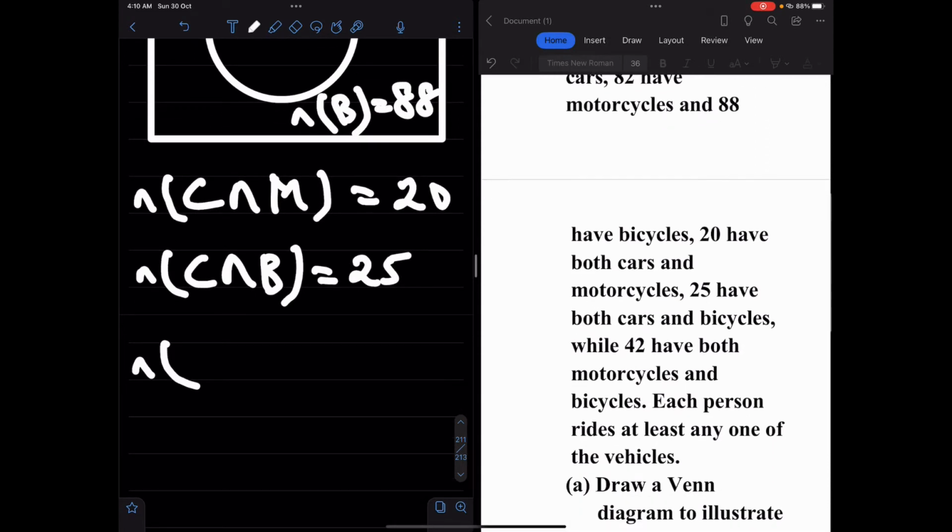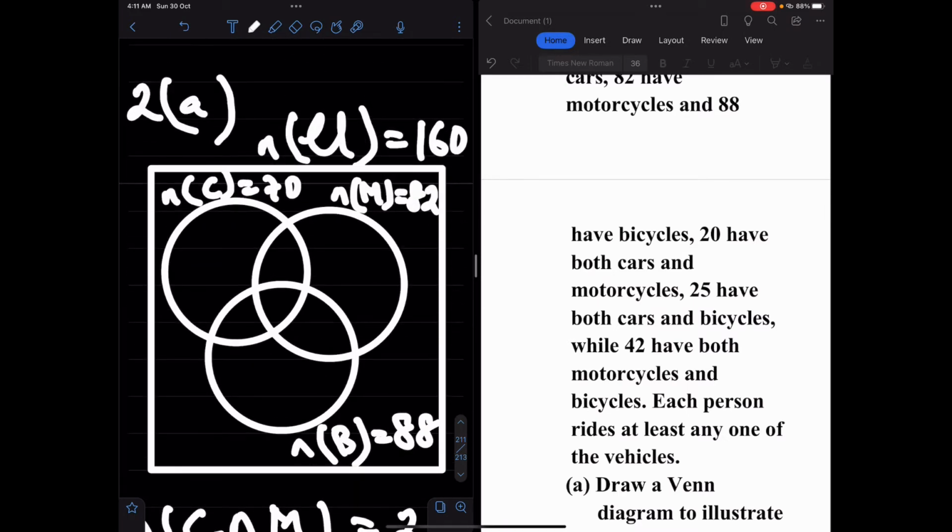What else? 42 have both motorcycles and bicycles. The number of elements in the set M intersection B is 42. That's the whole of this, which is a combination of those that have all the 3 vehicles: cars, motorcycles, and bicycles, and those that have only motorcycles and bicycles. So if they say motorcycles and bicycles, it means a combination of those who have all the 3 and those who have only motorcycles and bicycles.